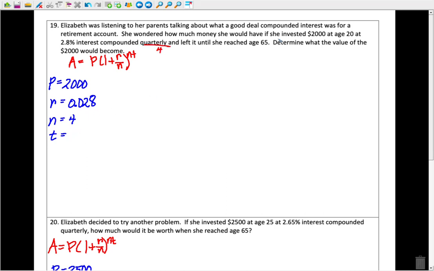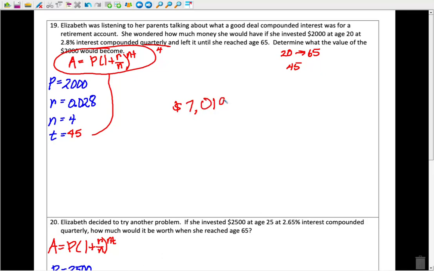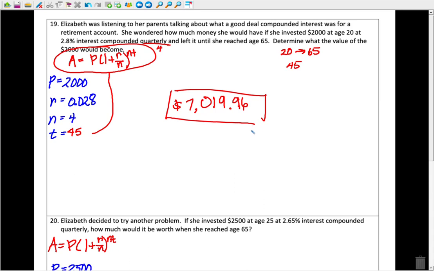Well, the time is going to be found by subtracting. If she's age 20 and she's going to take it out when she's age 65, what is the difference? Well, it's 45 years. So that's what we're going to put for the time. Now just substitute all these numbers into this formula up here, and you should get $7,019.96. Not that much for 45 years, but the initial deposit's not that much either.